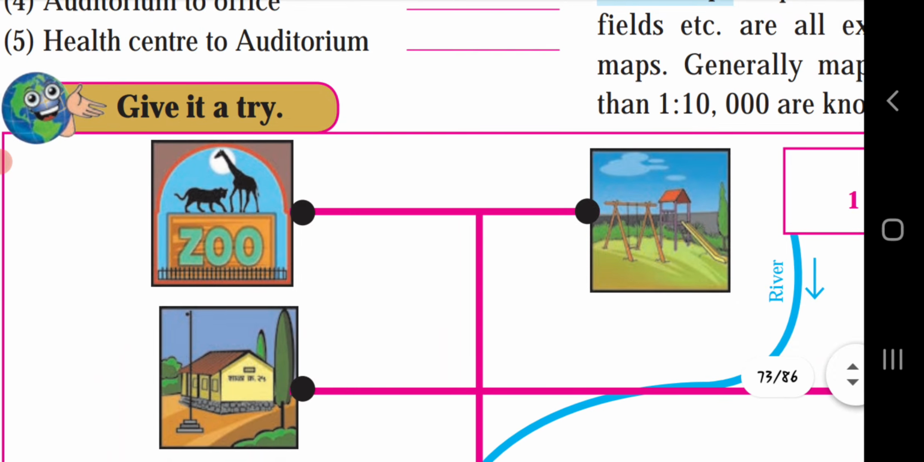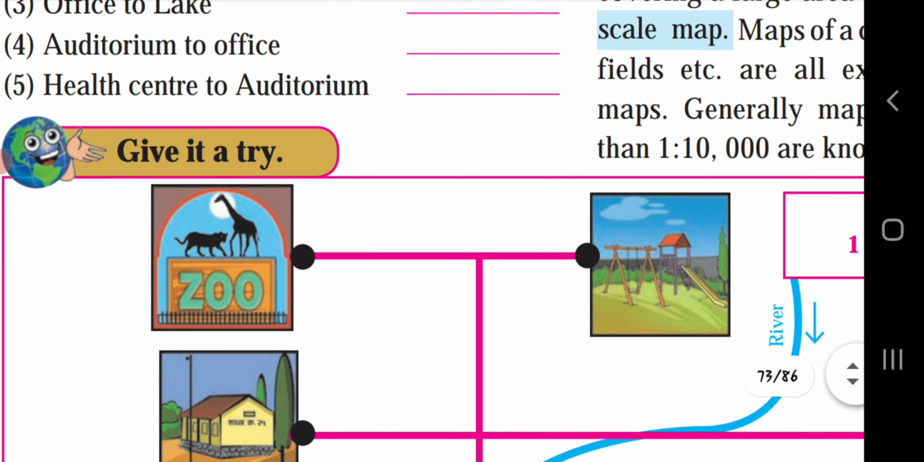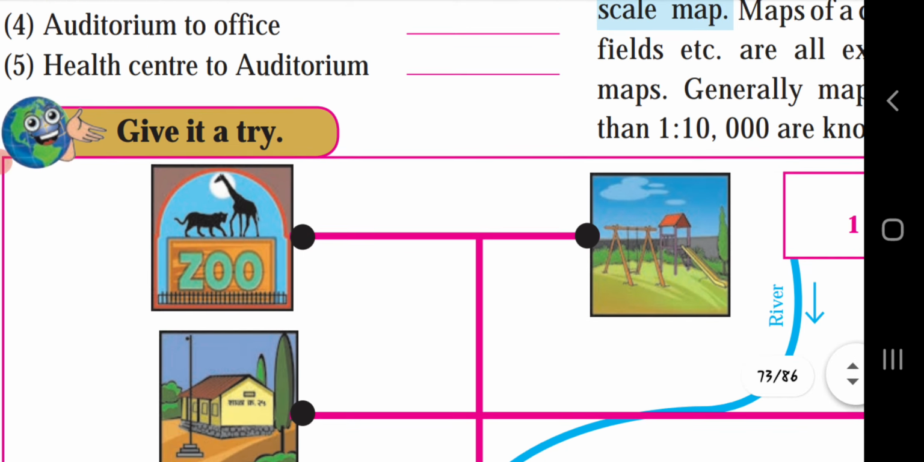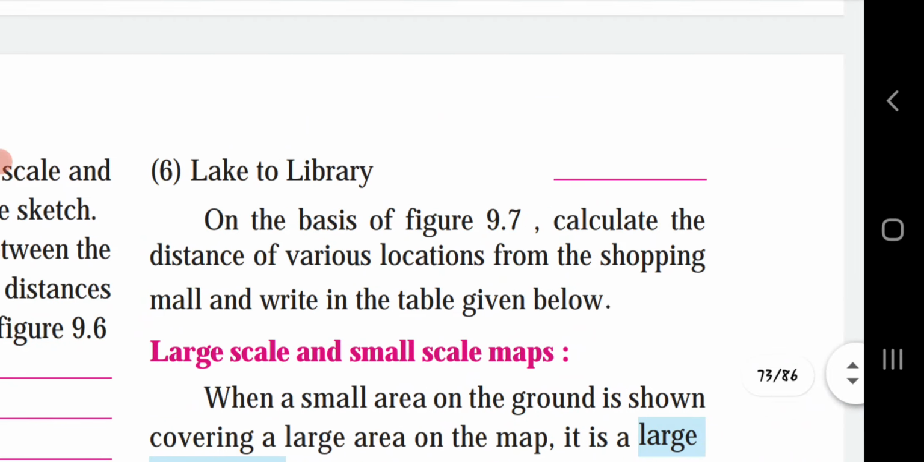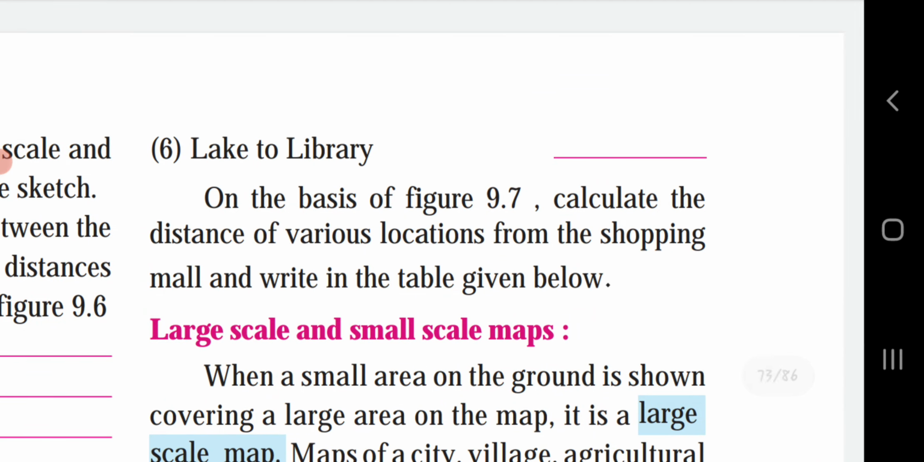The distance between health center to auditorium is 5.5 plus 7 plus 1, that is equal to 13.5 centimeter, and actual distance will be 13.5 into 0.1, that is 1.35 kilometers. Lake to library, 4.5 centimeter, and the actual distance will be 4.5 into 0.1, that is 0.45 kilometers.